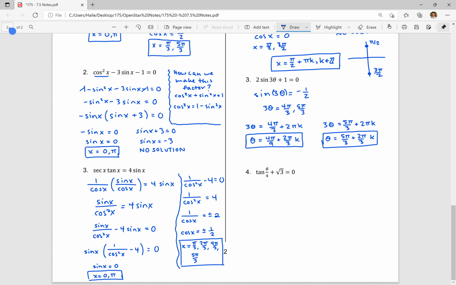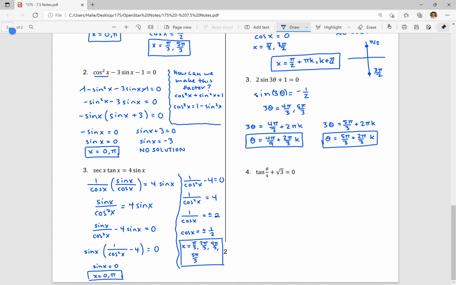Okay, so notice again, when you have a multiple angle problem such as this, the very first thing you do is write out a general solution, because when you divide by that coefficient on theta, it's going to divide the angle as well as the period.